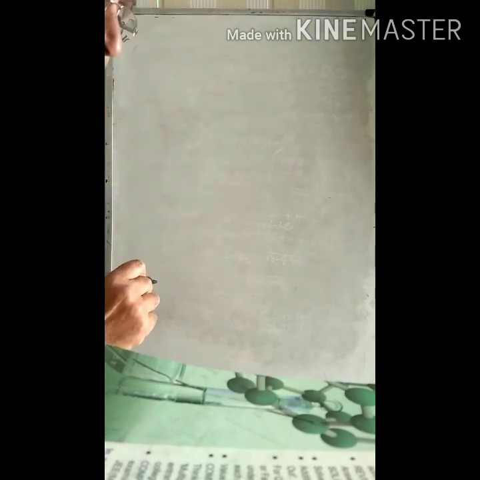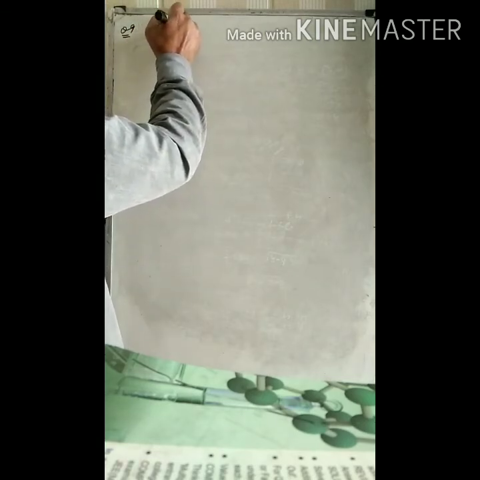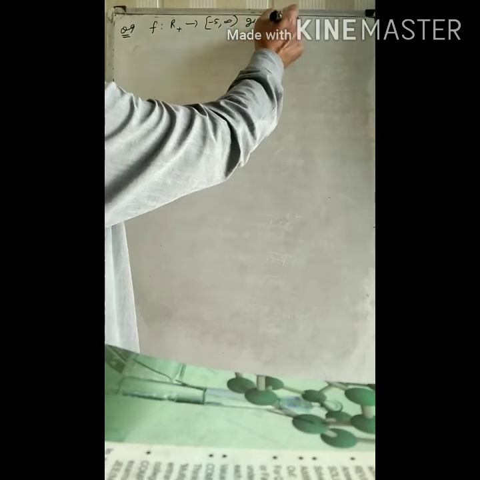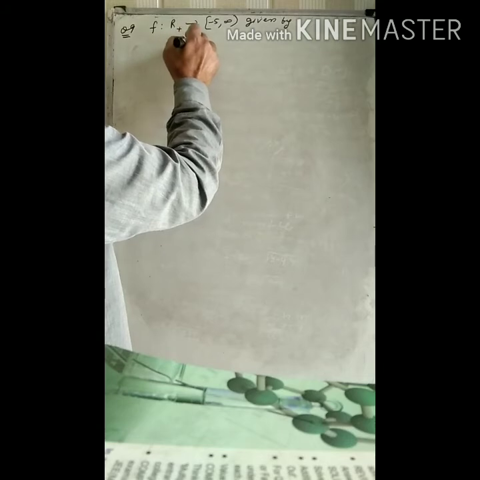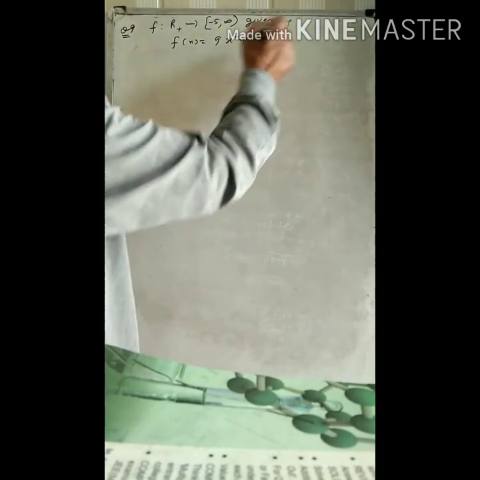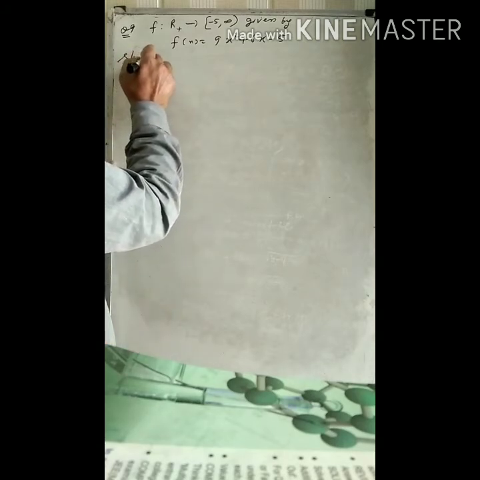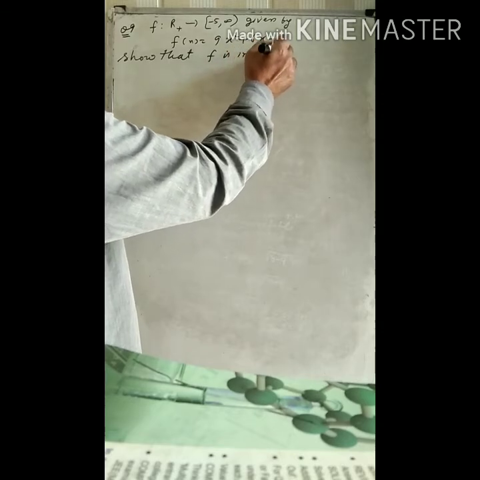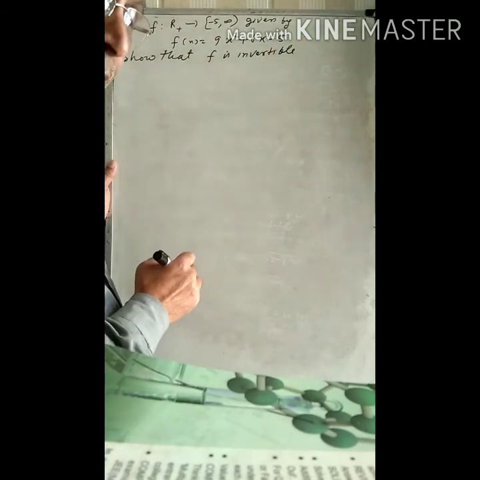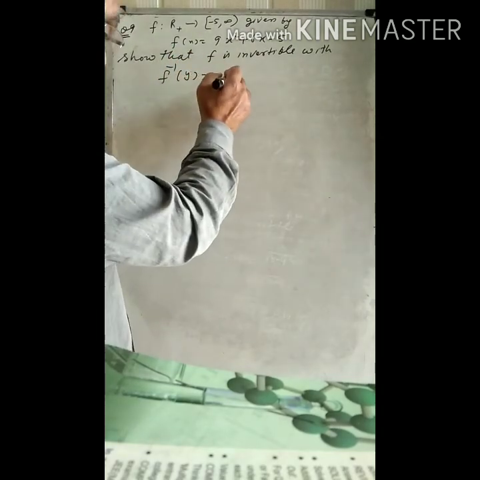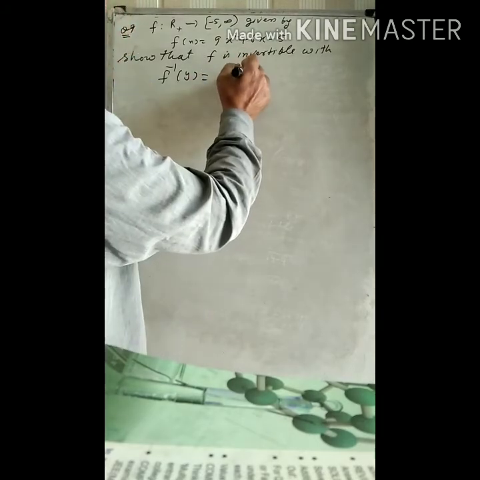Question number 9. Consider the function f from R positive numbers to -5 to not defined, given by f(x) is equal to 9x square plus 6x minus 5, so that f is invertible with f inverse y is equal to root of y plus 6 minus 1 upon 3.